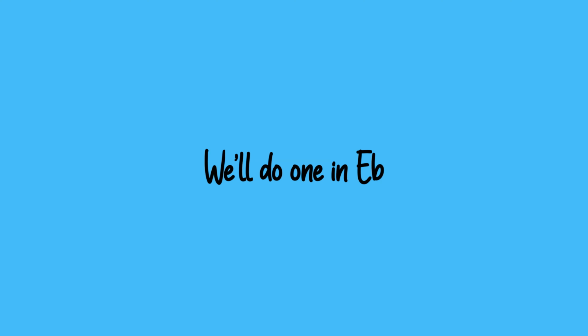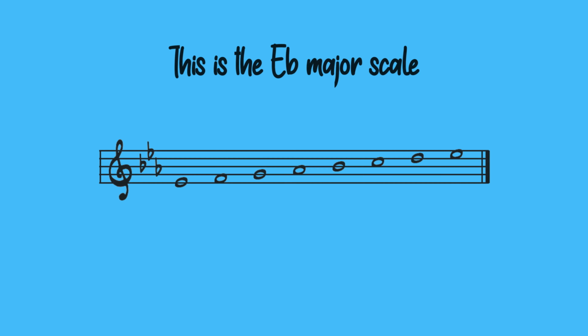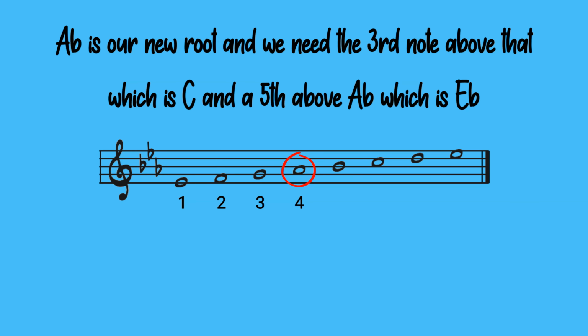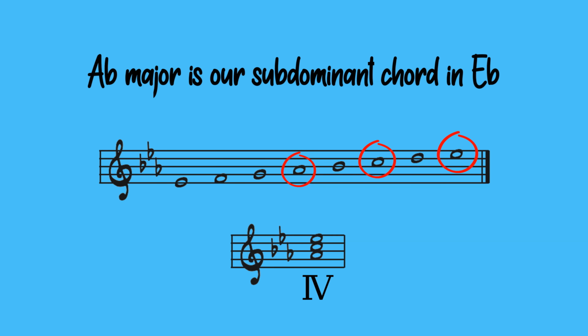We'll do one in E flat. This is the E flat major scale. A flat is our fourth degree. A flat is our new root, and we need the third note above that, which is C, and a fifth above A flat, which is E flat. A flat is our subdominant chord in E flat.